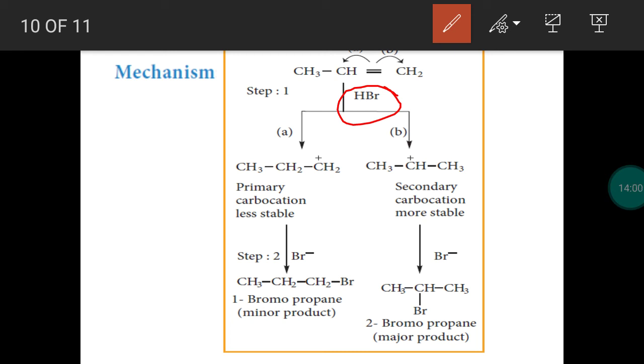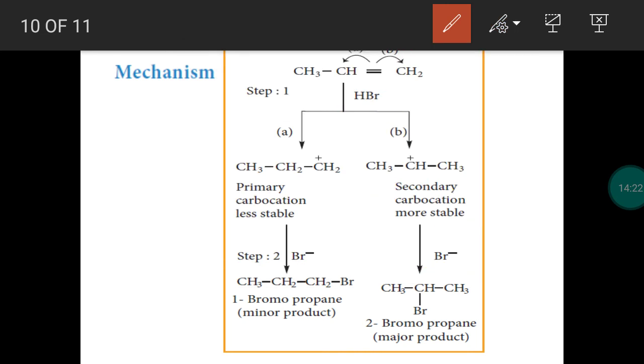The H plus will attack the carbon with a negative charge, and it becomes CH3. Then the nucleophile Br minus will attack this carbon with a positive charge. This is the electron deficient carbon. So it forms 2-bromopropane and the product is following Markovnikov rule.